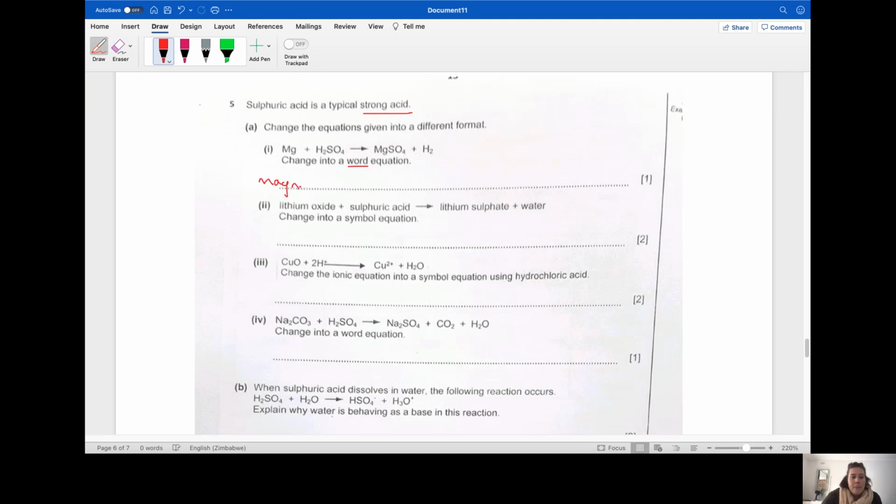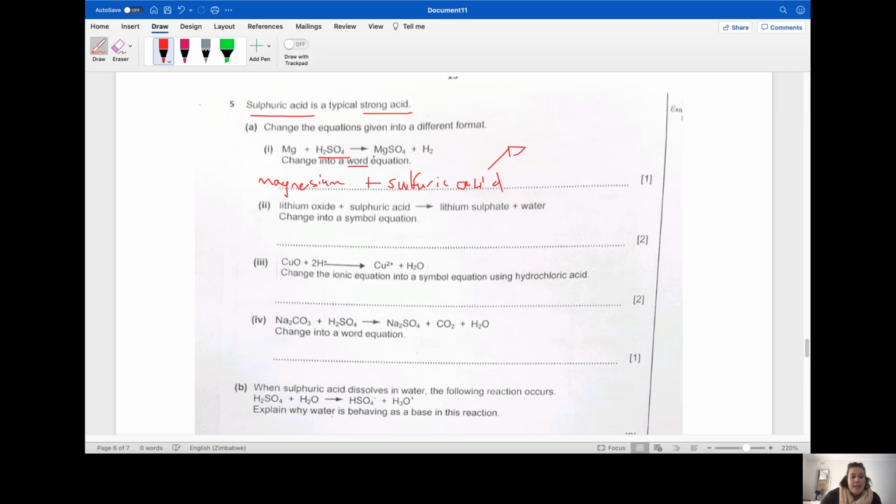Magnesium, plus H2SO4. You have to learn, H2SO4 is sulfuric acid. Yes, Lucky? Sulfuric acid. And they even told you sulfuric acid. I don't know why people got that wrong. H2SO4 is sulfuric acid. You should have been able to do that at least.